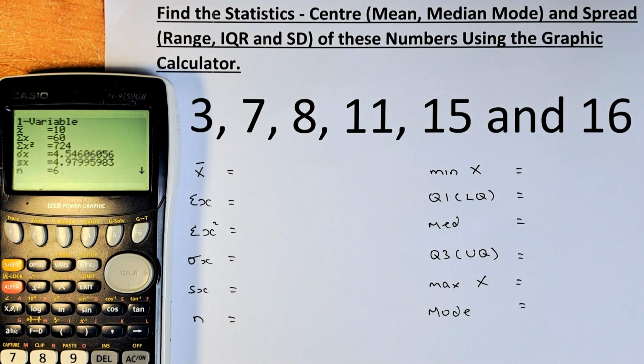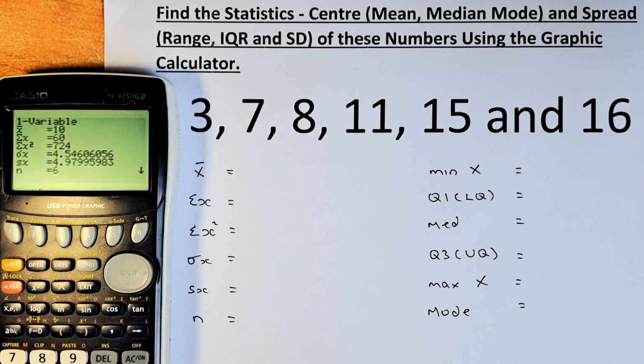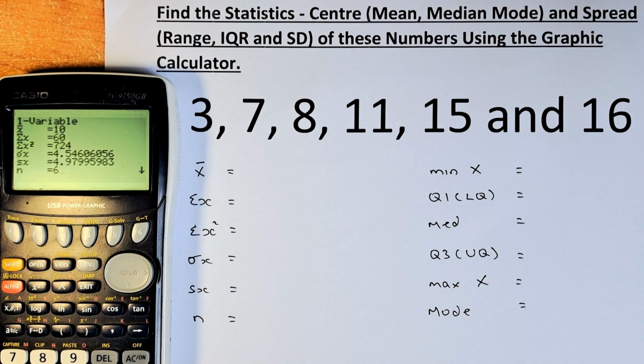And then the third function is sum of X squared, which means you square the numbers. So 3 squared plus 7 squared plus 8 squared plus 11 squared plus 15 squared plus 16 squared, and that will give you the sum of X squared.